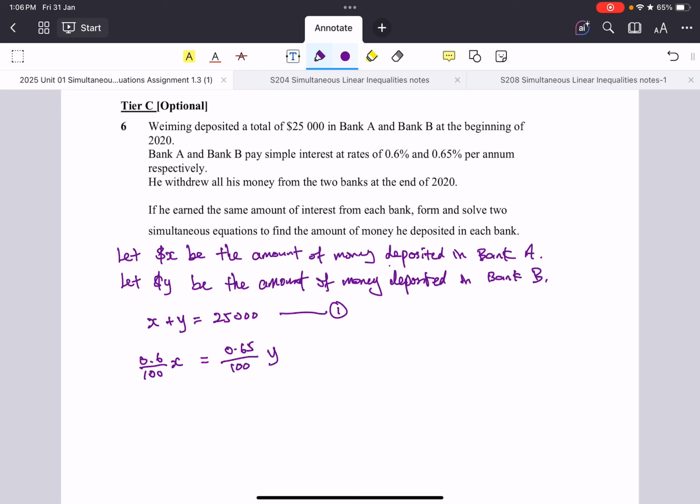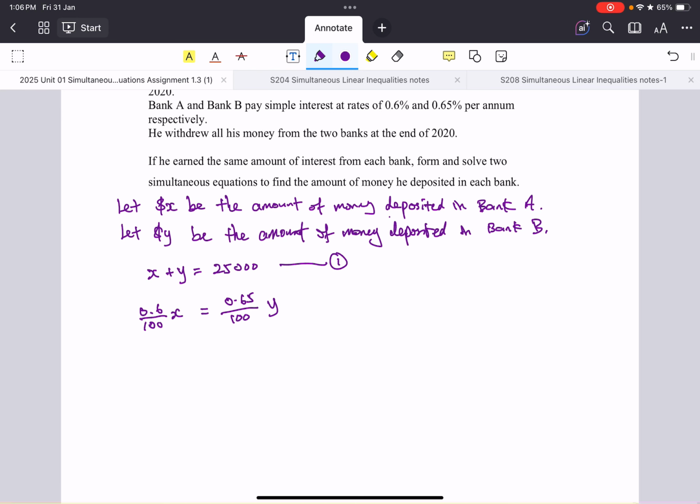So from here we can simplify this. So this will give us 60x equals to 65y, right? I just need to multiply by 100 and then multiply by 100 again. So I'm multiplying by 10,000 over here.